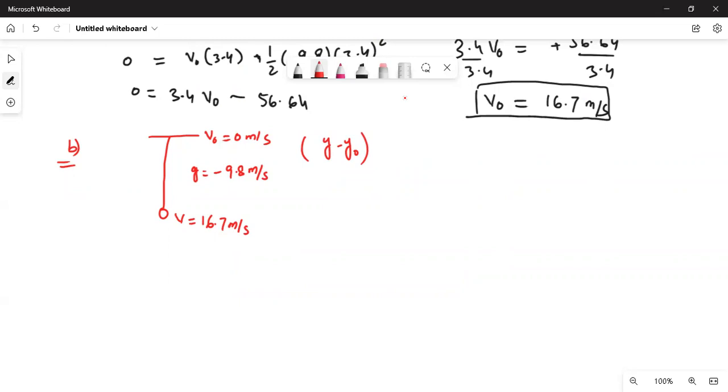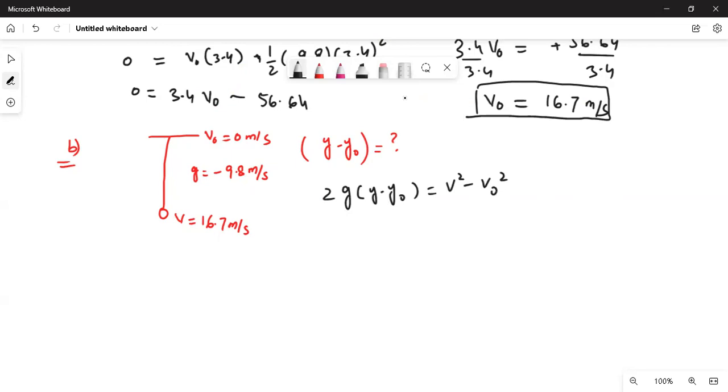So you have all five factors here. Y minus y naught is to find, time is there, acceleration is there, V and V naught are there. So you can use second or third, any of them. Here I'm not going to use the time. I'm just going to use V and V naught, so I will use the third equation. What is that third equation? The third equation is 2g times y minus y naught is equal to V squared minus V naught squared.